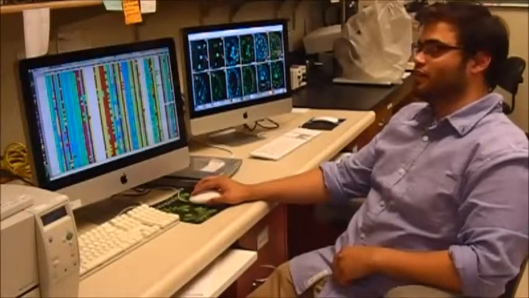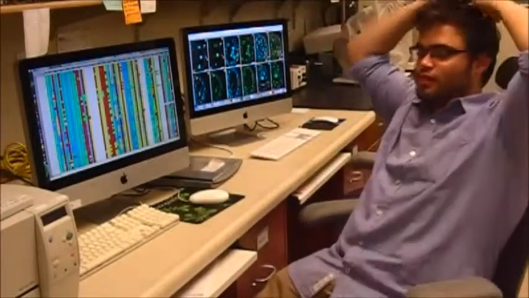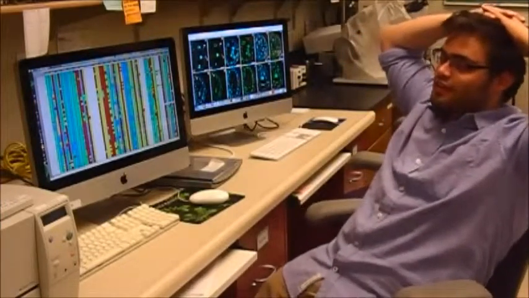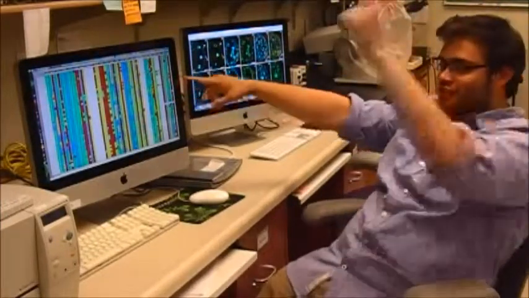This is where I analyze my DNA sequence. After a long day at the bench, it's always nice to kick back and analyze some data. Look at all those mutations!